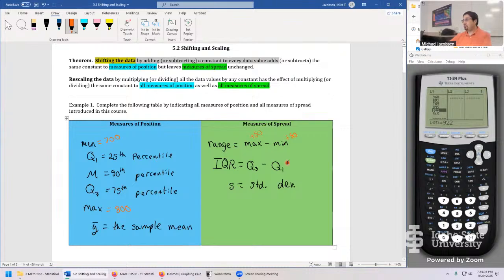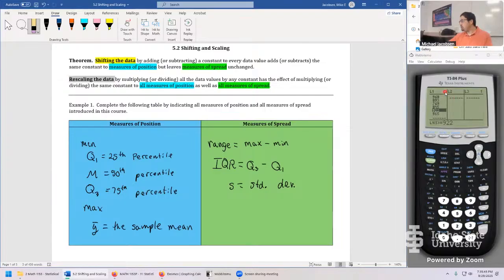Interestingly, the interquartile range won't change, and neither will the standard deviation. Sometimes this is the most confusing one on the list. So that's what this is all about, seeing what happens when we shift the data. Rescaling the data is also important. It's just less confusing. That's why I didn't highlight it in yellow.